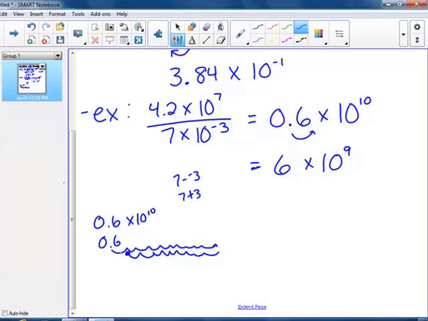Now, if there's multiple operations, just do them one at a time using the same rules.